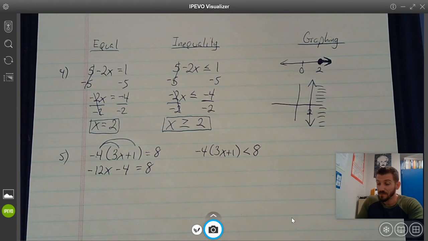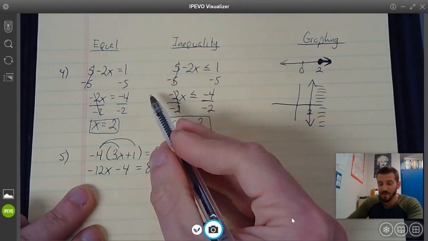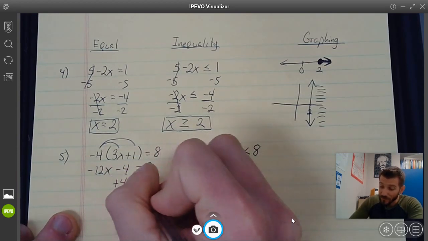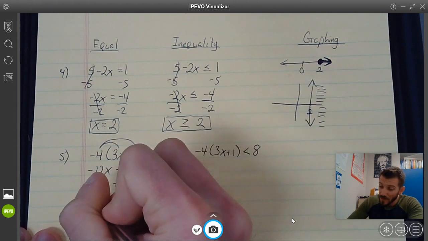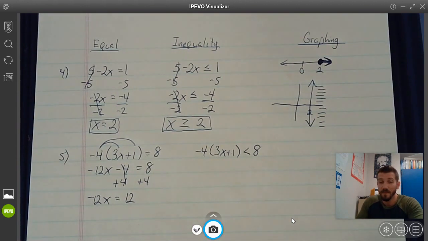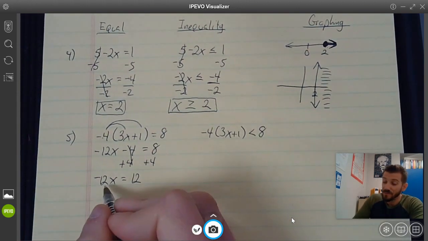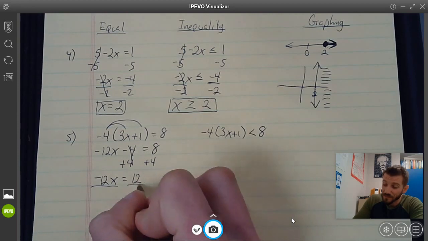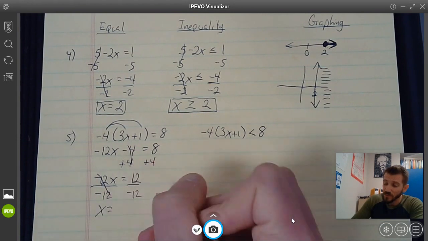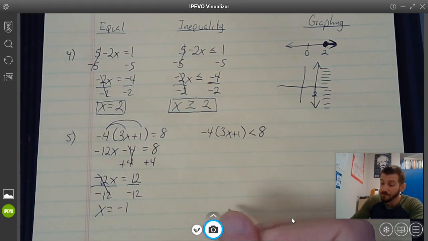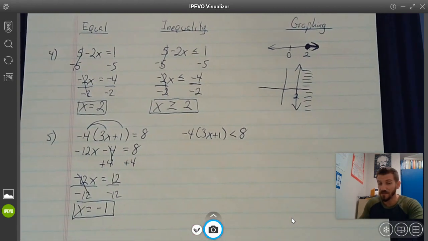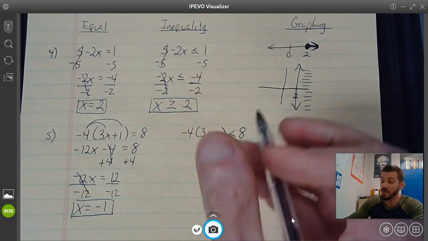So our next step, now this looks like our previous problem up here. You get rid of the little numbers away from x first, like minus 4, by adding 4. And negative 12x is equal to 12. My final step to get rid of negative 12 is I need to divide it by negative 12. And my final answer is x equals negative 1. Okay, let's compare that to the inequality. Again, same steps, everything's the same, but you got to keep track of that sign and which way it goes.